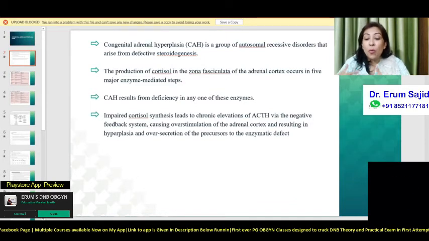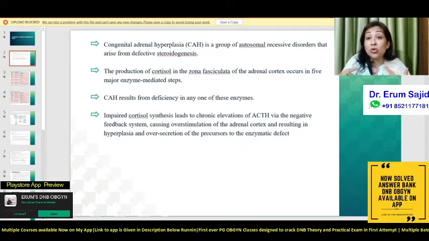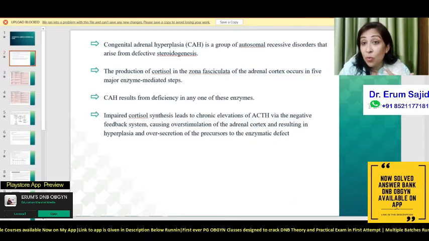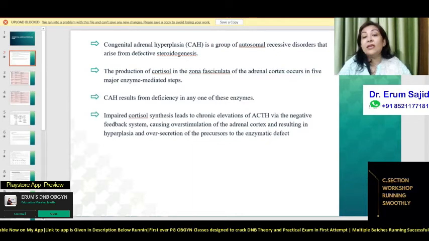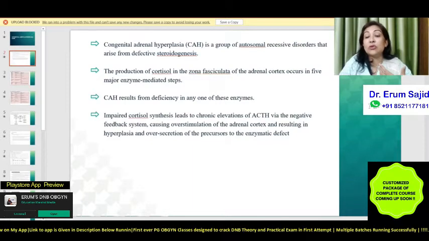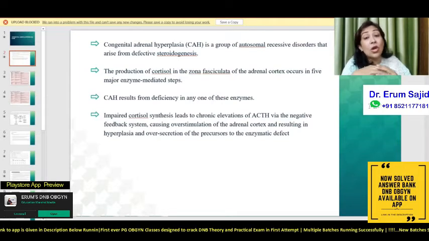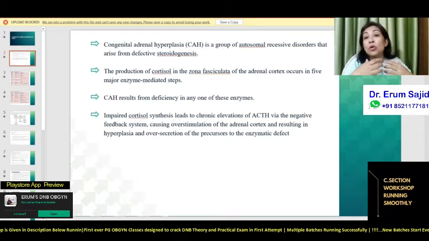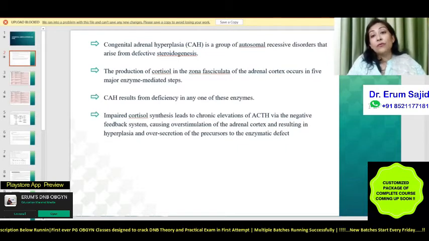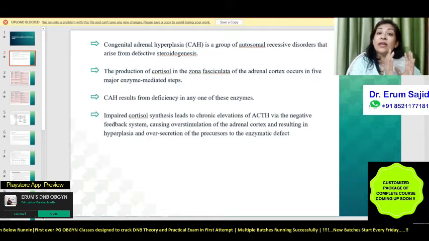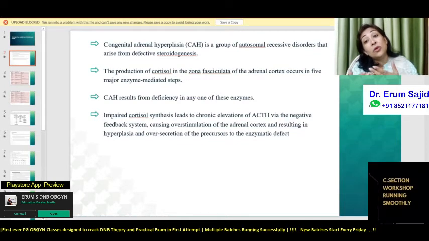the negative feedback system. The body is perceiving that there is no cortisol in the body, so it's giving a negative feedback, because of which ACTH is being secreted more. Because of this, there is overstimulation of the adrenal cortex, resulting in hyperplasia, oversecretion of the precursors, and because of the enzymatic defect, the precursors get more and more accumulated in the blood. Since the enzyme is deficient, cortisol is still not being synthesized properly.